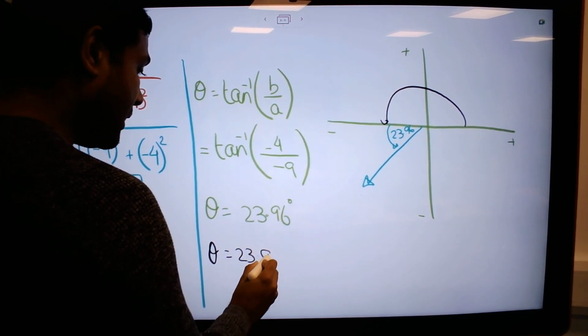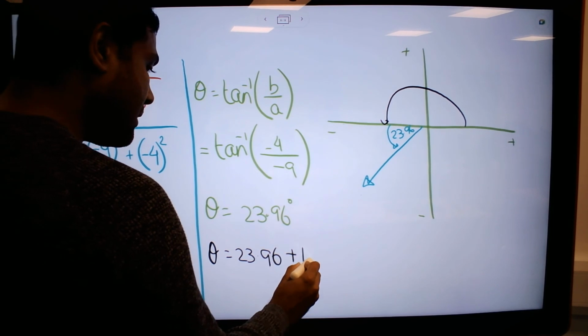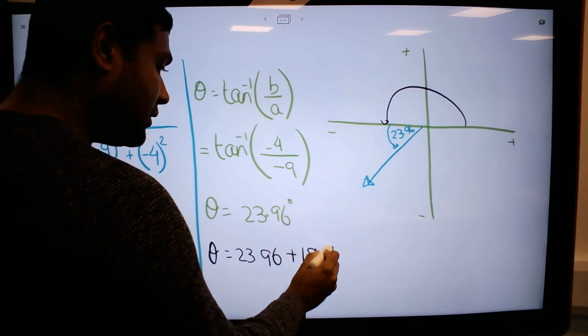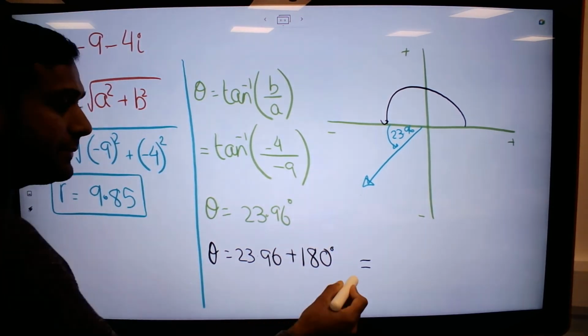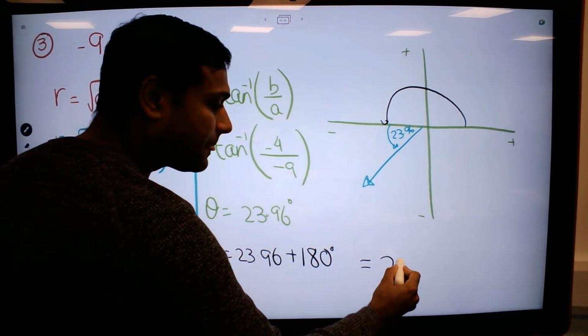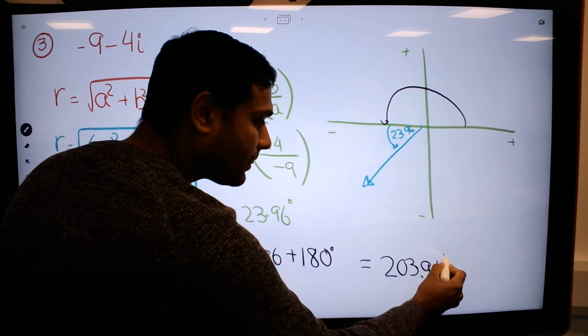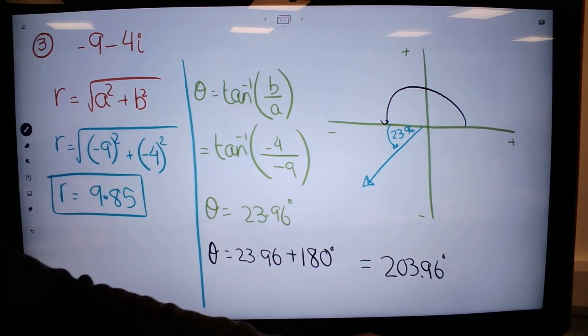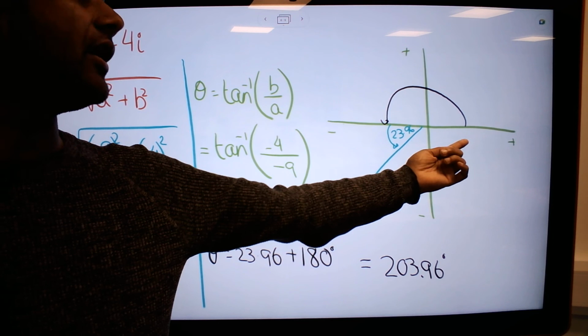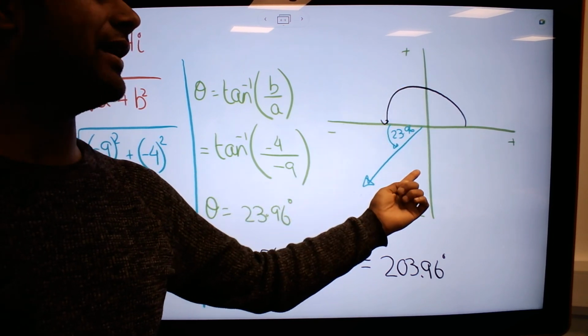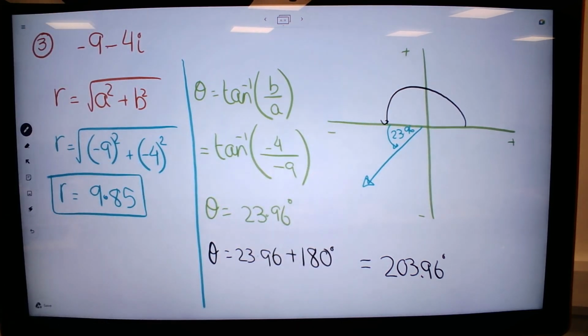203.96. How come, please? Can you explain? Because you need to add 180. Thank you. Yeah, can you give me the value again? 203.96. Yeah, why do you add 180? Because we have to start from here. So this is 180 and we have to add that one. So that is the full angle.